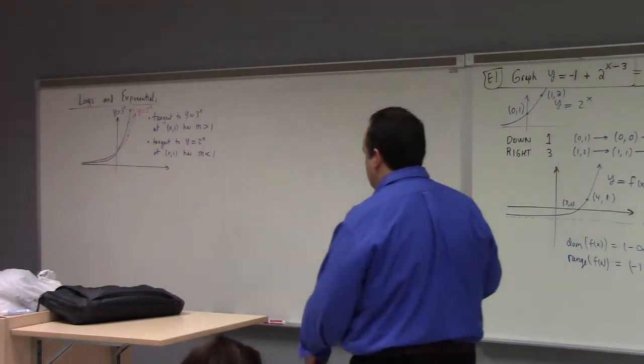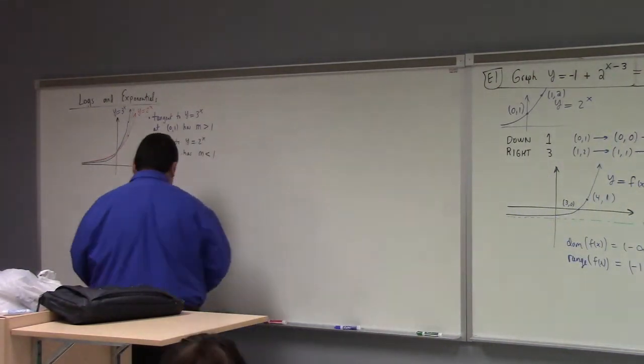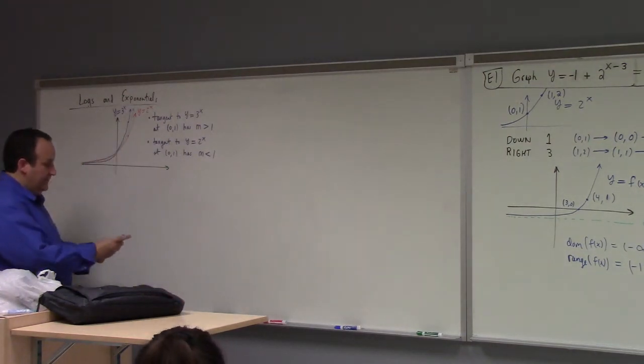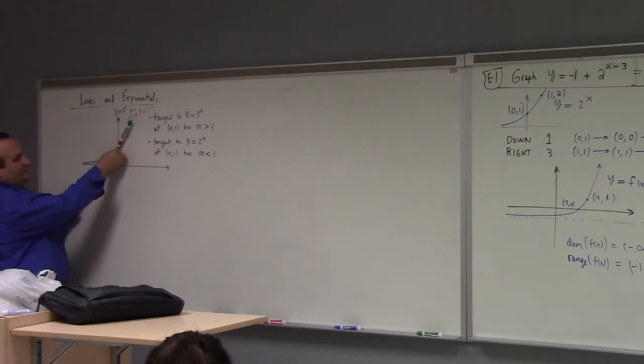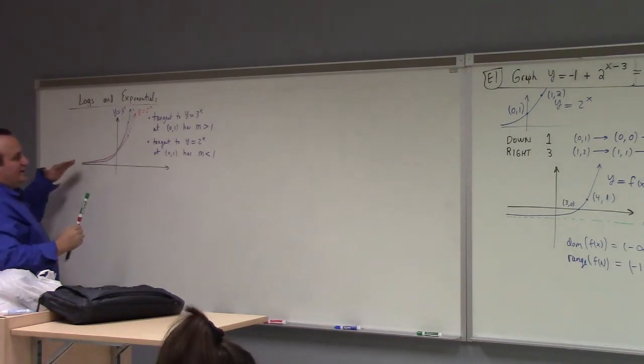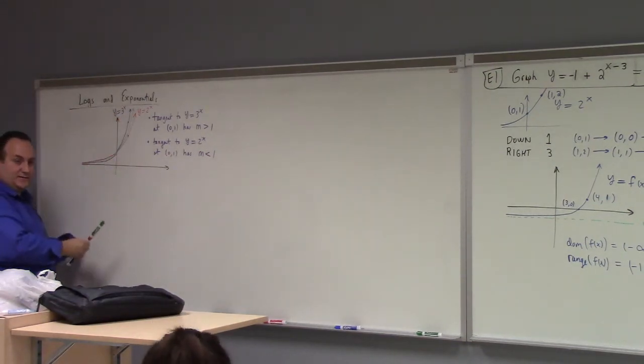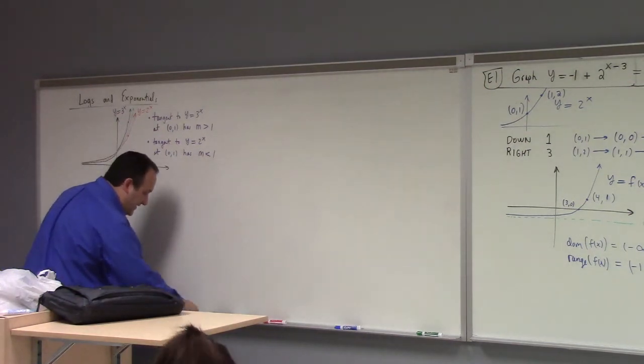I will redo the thing. The tangent line to 3 to the x is bigger than 1, like that. The tangent line to 2 to the x is smaller than 1, like that. So between those, you can find the green line, which has slope 1. The exponential that has slope 1 at the y-intercept is called the e to the x function.